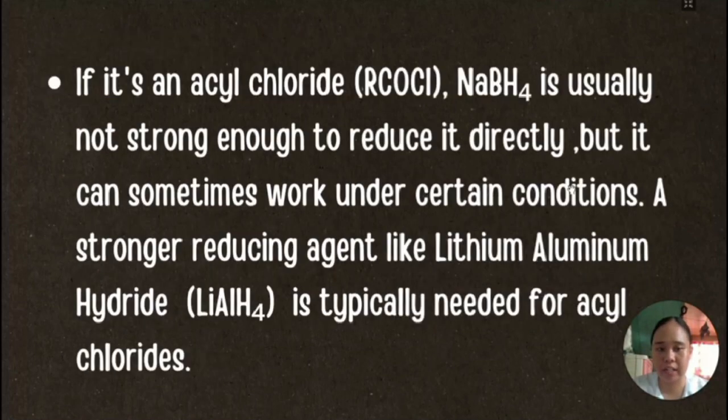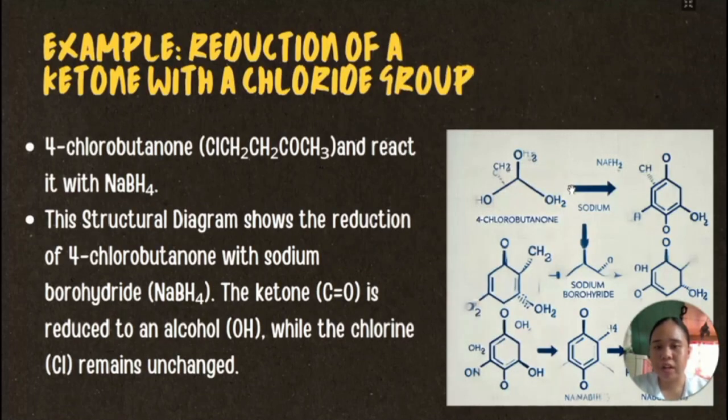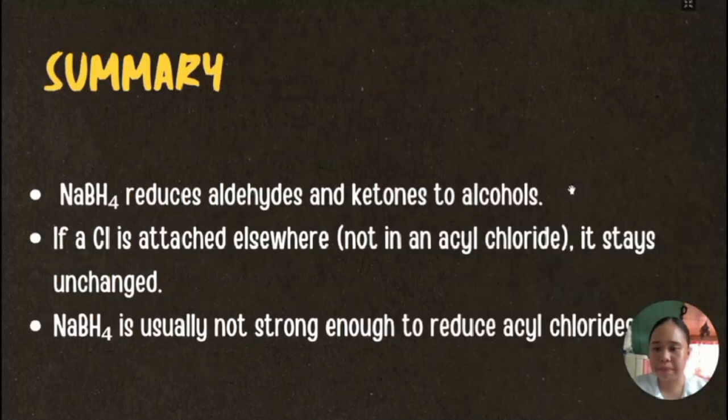If it's an acyl chloride, sodium borohydride is usually not strong enough to reduce it directly, but it can sometimes work under certain conditions. A stronger reducing agent like lithium aluminum hydride is typically needed for acyl chlorides. Example: reduction of a ketone with a chloride group, 4-chlorobutanone, reacted with sodium borohydride. This structural diagram shows the reduction of 4-chlorobutanone with sodium borohydride. The ketone, or the carbonyl group, is reduced to an alcohol while the chlorine remains unchanged.